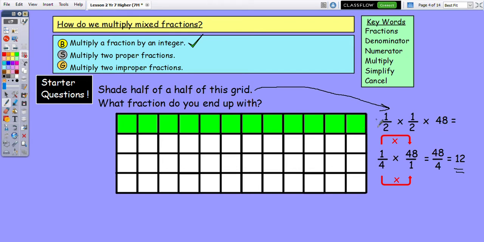Okay, a half multiplied by a half is a quarter, multiplied by 48 over 1, which is how we write 48, gives us 12. Okay, so well done if you got the answer.